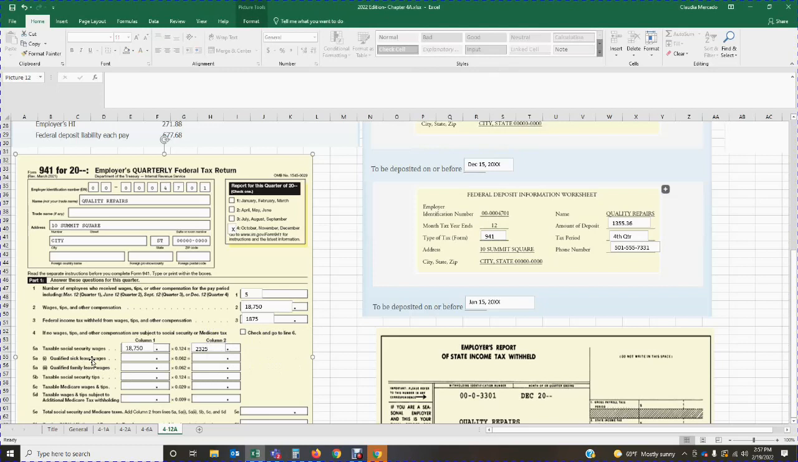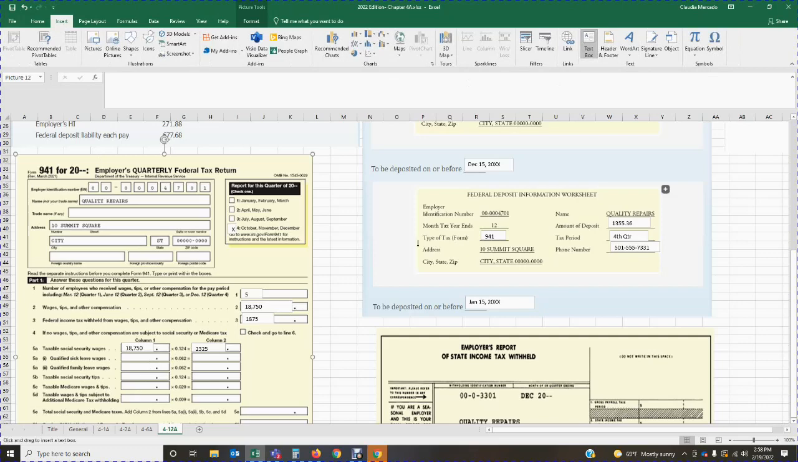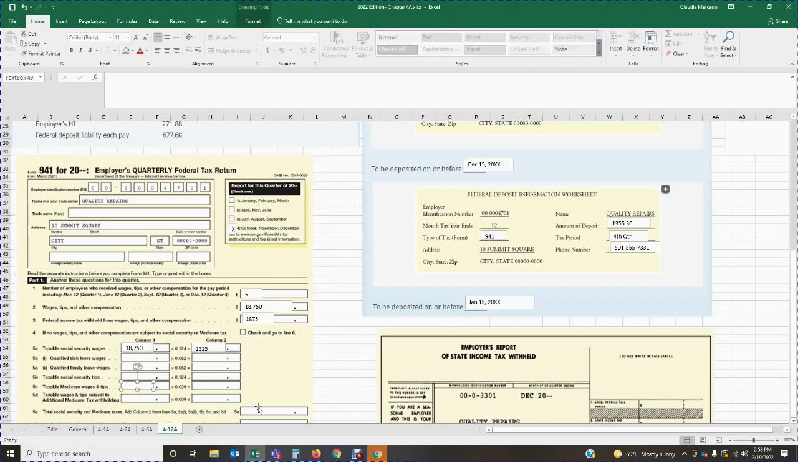Line 5A, letter I does not apply. Qualified sick leave wages, we don't have that. Qualified family leave wages, we don't have that. Taxable Social Security tips, we don't have any tips. Taxable Medicare wages and tips, that we do have. We have $18,750 of taxable Medicare wages and tips. We don't have tips, but we do have wages, so we're going to enter that, $18,750.